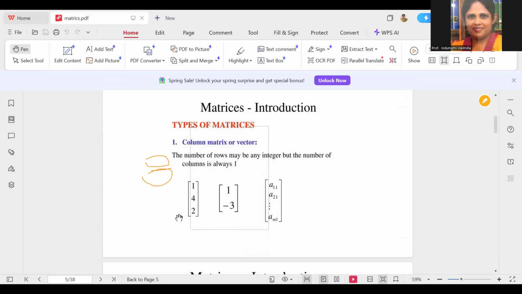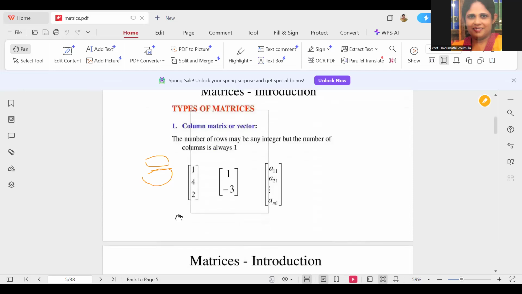Next, you need to understand the different types of matrix. The first one is the column matrix. In a column matrix, the number of rows may be any integer, but the number of columns is always one. The number of rows can change, but there is only one column. You can see some examples here.